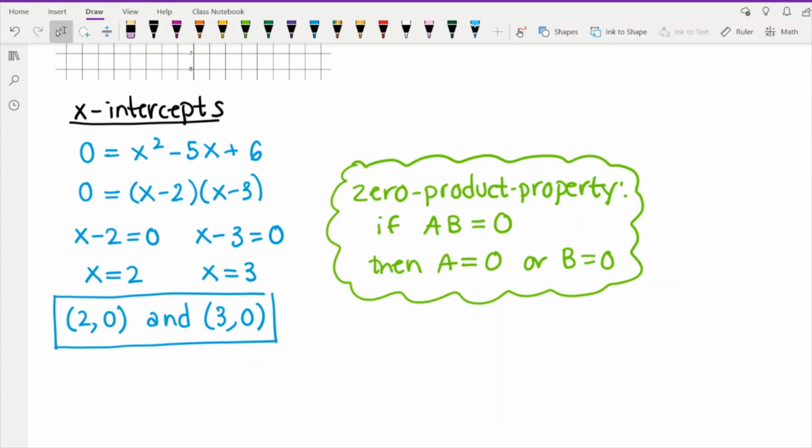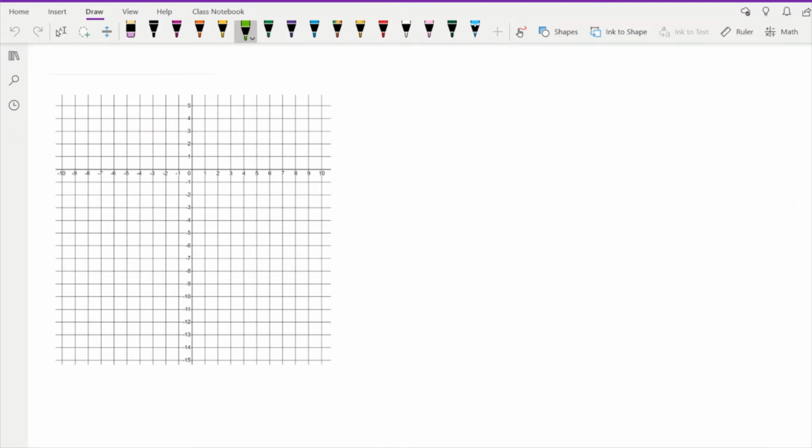Personally, I think that factoring is generally easier if you can do it, if it factors, and we'll see an example later that does not factor. But if you can factor, that's generally just going to be the option that will give you less potential for errors. It's very easy to make mistakes with the quadratic formula.